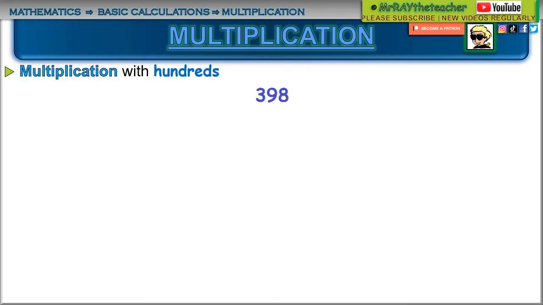Now multiplication with the hundreds, similar thing again, but we're going to go an extra row further. So you just line those numbers up. So let's do 2 times 8 is 16. 2 times 9 plus 1 is 19.